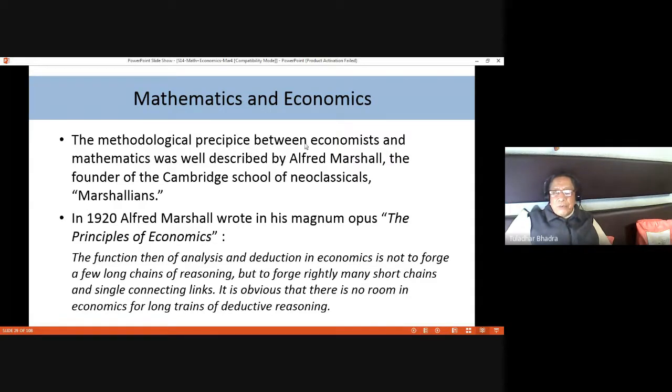The relationship between economics and mathematics was well described by Alfred Marshall, the founder of the Cambridge School of Neoclassicals, which is known as Marshallians. In 1922, Alfred Marshall wrote in his magnum opus, the book The Principles of Economics, the function then of analysis and deduction in economics is not to forge a few long chains of reasoning, but to forge rightly many short chains and single connecting links. It is obvious that there is no room in economics for long trains of deductive reasoning.